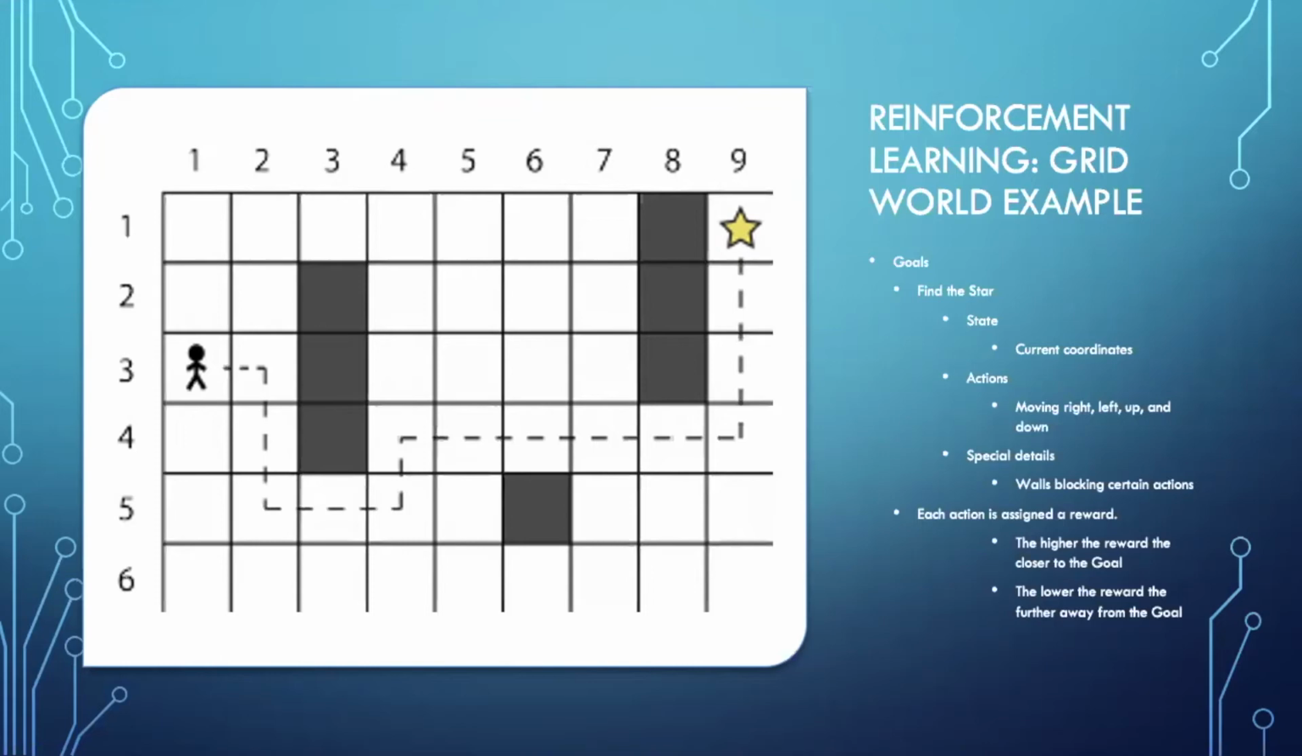So as we move through the grid, we'll actually hit some special details. We have these walls that are here that will be blocking our agent from getting to the star. So when the agent reaches those walls, we will need to apply a negative reward so the agent doesn't hit the wall and moves around it. As our agent moves through the grid to get to the star, each action the agent takes will be assigned a reward. The higher the reward, the closer the goal. The lower the reward, the further away from the goal.